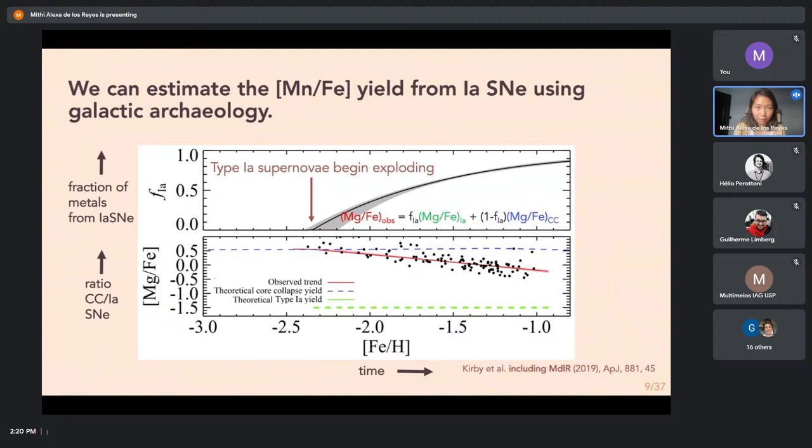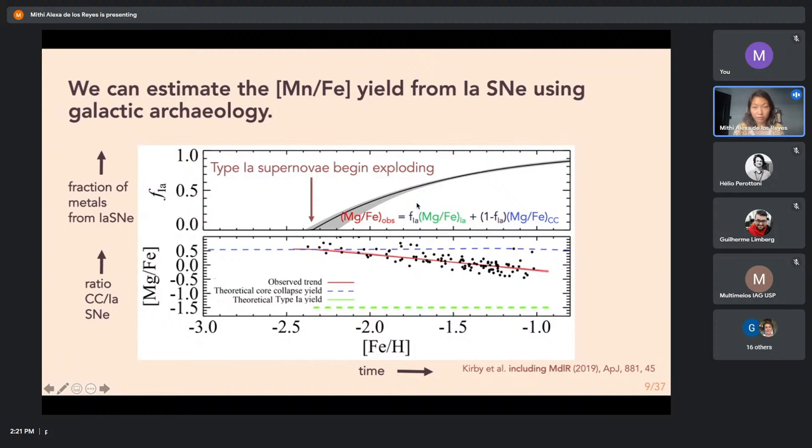And we can convert that into a useful quantity, which we'll call F1a. It's just the fraction of metals that come from type 1a supernovae. And we do this by observing that this red trend, this plateau, and then the knee, and then the decline, is really just a linear combination of the amount of magnesium coming from type 1a supernovae and the amount of magnesium coming from core collapse supernovae. So it's a combination of the blue and the green lines.